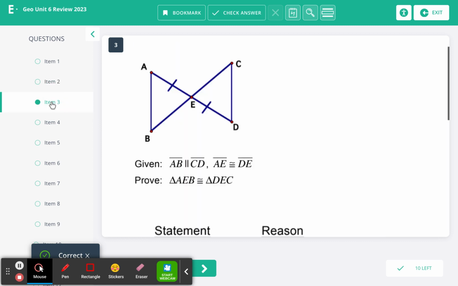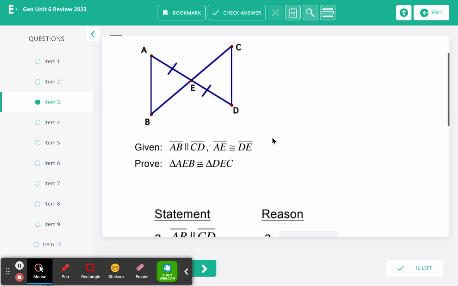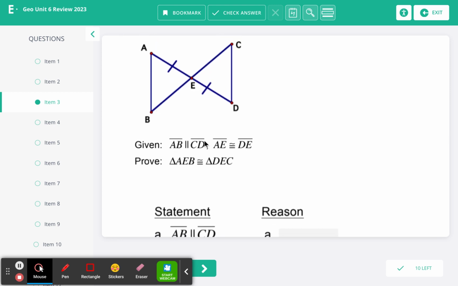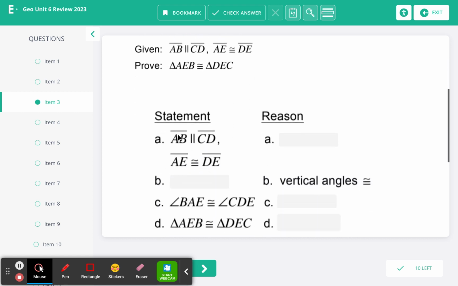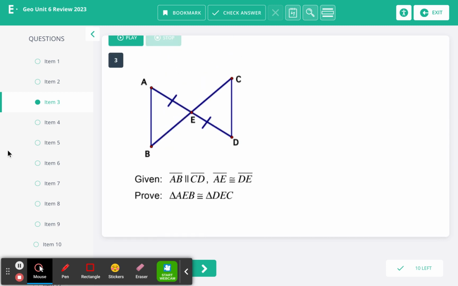Okay, there's our 4 for number 2. Number 3, and as I'm going through this, please feel free to pause the video, go back in the video, whatever you need to do, it'll help you out. All right, we were given that AB is parallel to CD, and AE is congruent to DE. We're trying to prove the two triangles are congruent. Now, I'm going to go ahead and mark a couple things here. We're told that these are parallel and AE is congruent to ED, which is marked for us.